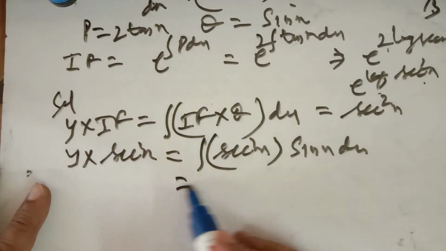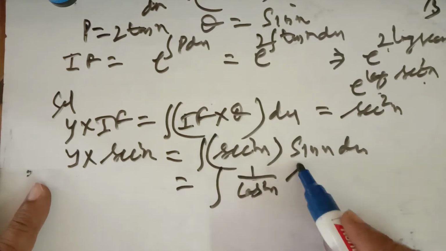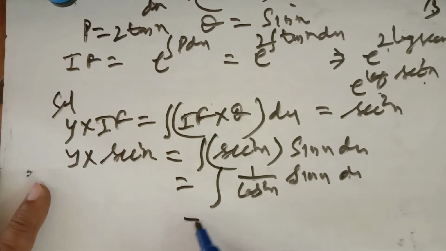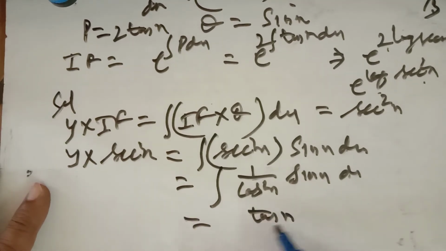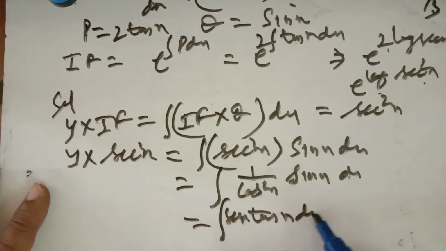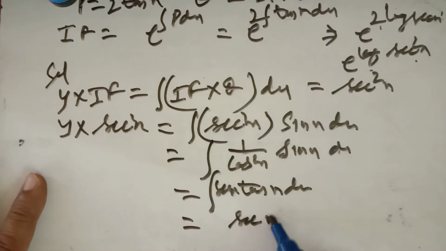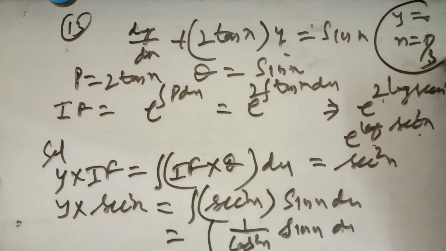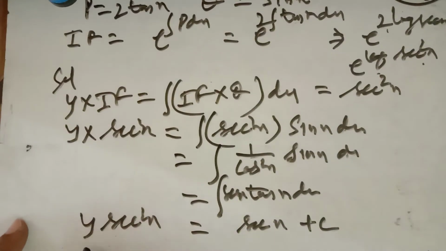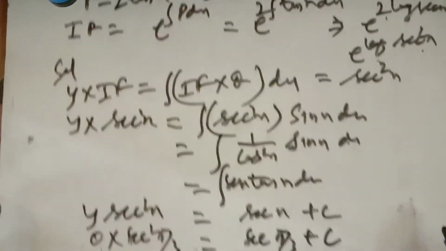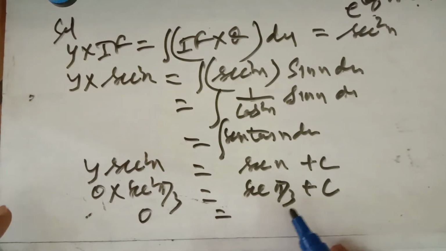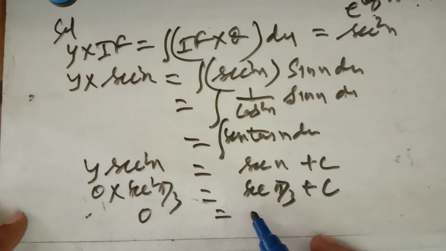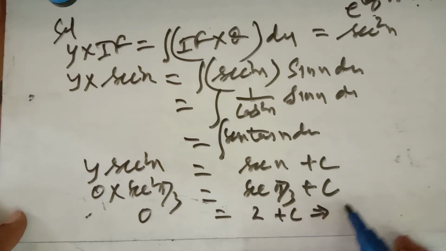Now you can simplify it. It will be 1 upon cos square x into sin x. So it will become sin upon cos, that is tan x, into sec x, and it is the integration of sec x tan x. It is sec x. Now you can find the value of c here. It is given that y is equal to 0 when x is equal to pi by 3. So 0 into sec square pi by 3 is equal to sec pi by 3 plus c. This is the value of c. sec 60 is equal to 2. So the value of c is minus 2.